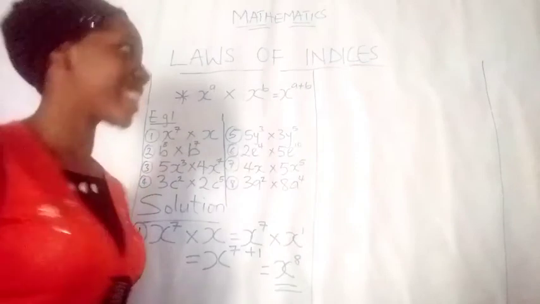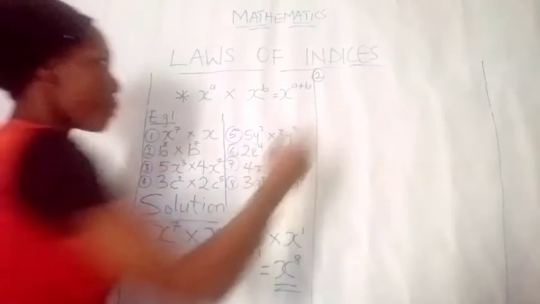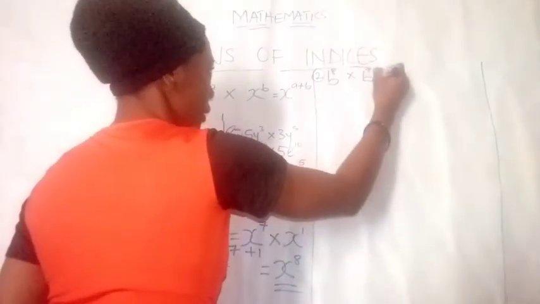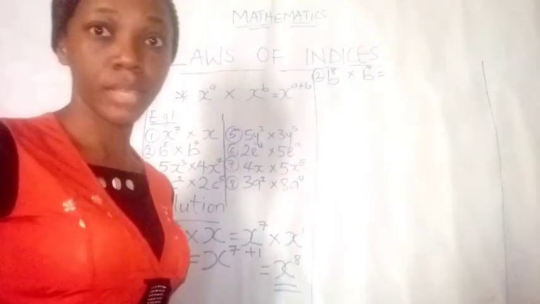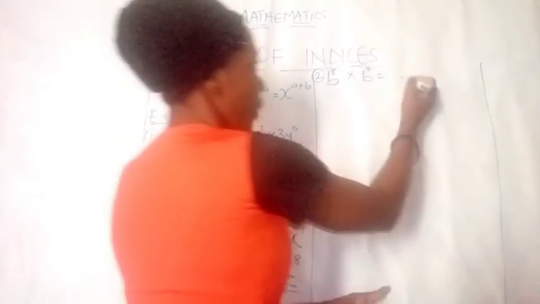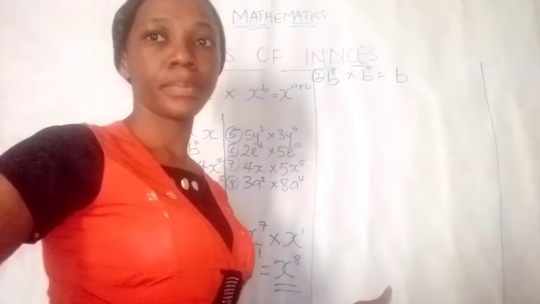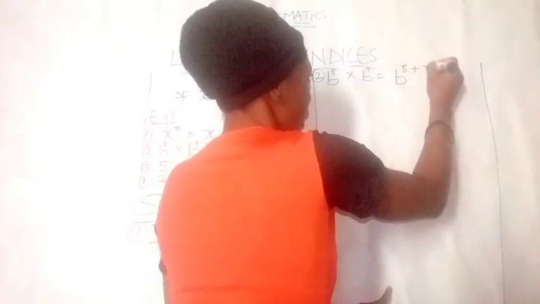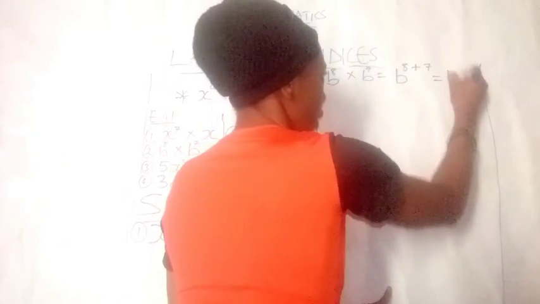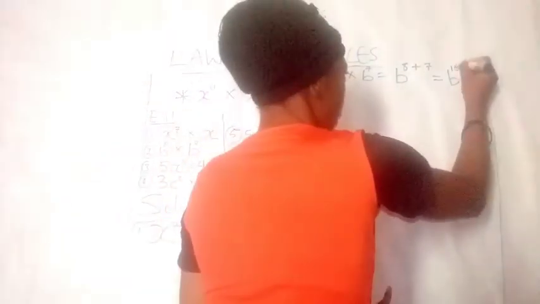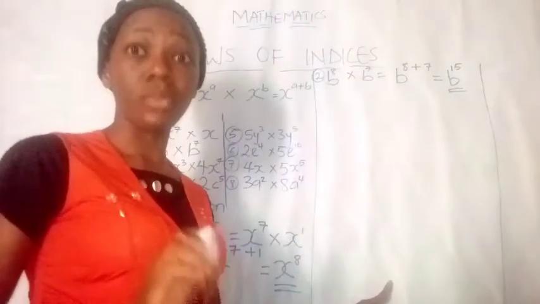Very simple. So let's look at the second one over here. We have b to the power of 8 times b to the power of 7. Now this one doesn't have much work at all. We just pick one of the common letters there, and then we add the powers, which is 8 plus 7. What is 8 plus 7? That's 15. So b raised to the power 15. That's all. Very simple.